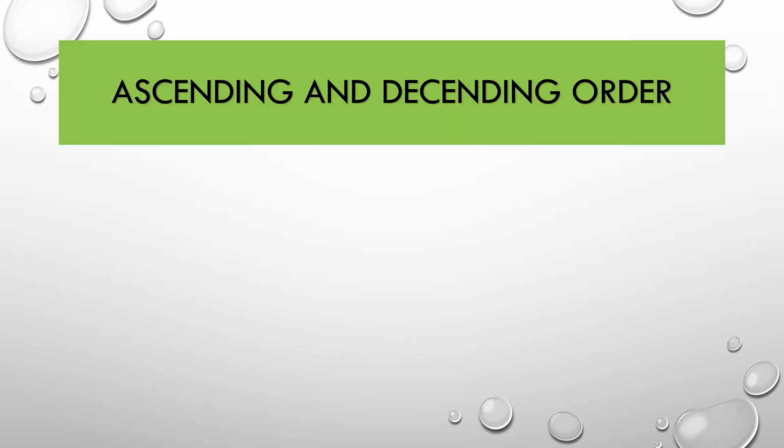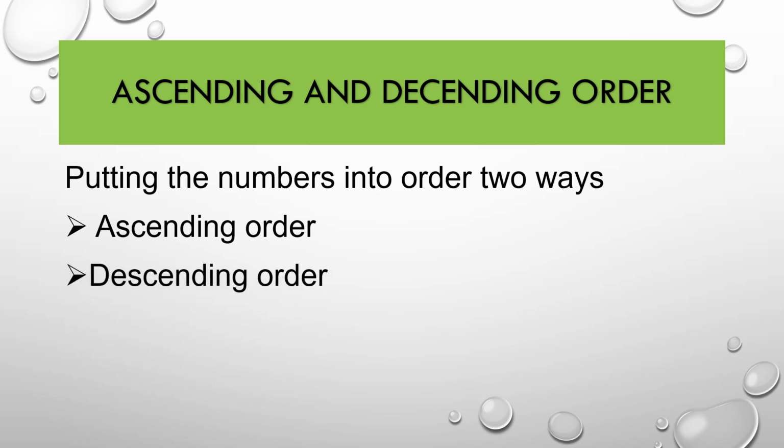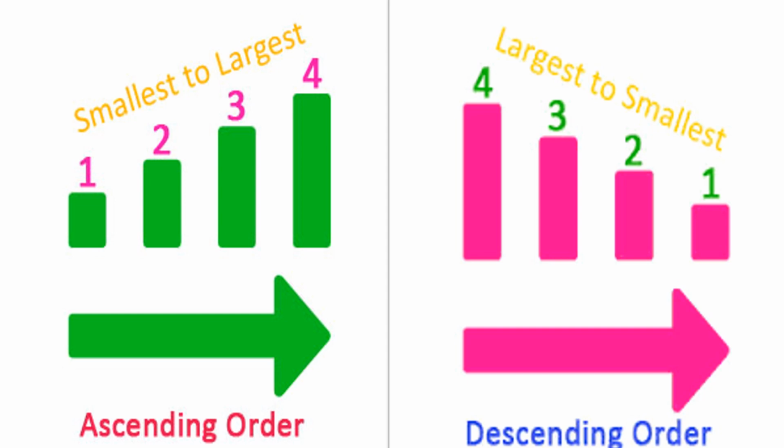Next, we are going to learn how to order the numbers. So there are two ways. The first is ascending and the other one is descending order. Putting the numbers into order means that we are arranging the numbers either in ascending order or in descending order. Ascending order is going from smallest to largest, and descending order is from largest to smallest.